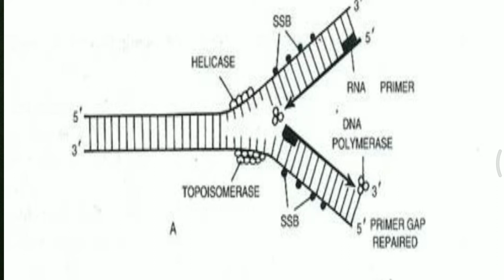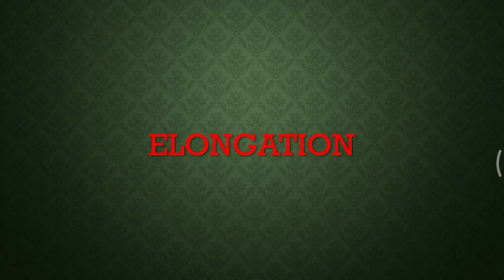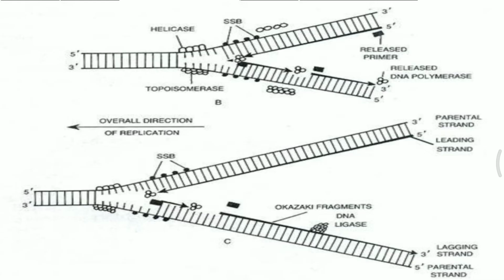After that, the SSB protein comes and binds to both the strands so that they do not re-anneal. It is a single strand stabilizing enzyme. After binding of these enzymes, both the strands lose the capability of overlapping with each other, and because of that DNA polymerase can act on the RNA primer and synthesize the DNA structure. This is about the initiation of the DNA replication.